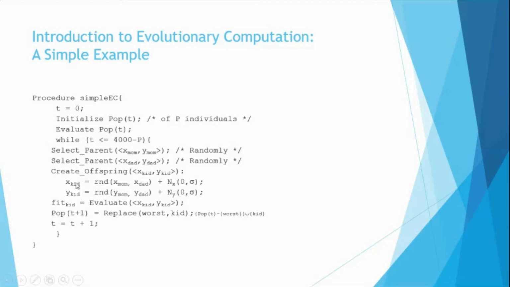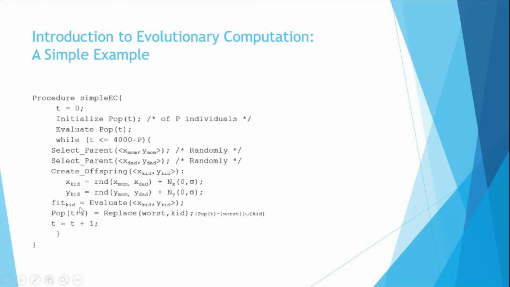So it is something like this. X kid and Y kid is found as a random value between X mom and X dad, plus any constant for nx between 0 and sigma. Sigma is the standard deviation of the x values of the available population. So that is one method of creating an offspring. It may not always be like this. You can find your own methods for creating a kid. So X kid and Y kid are found, and using these two individuals, we found the new offspring.